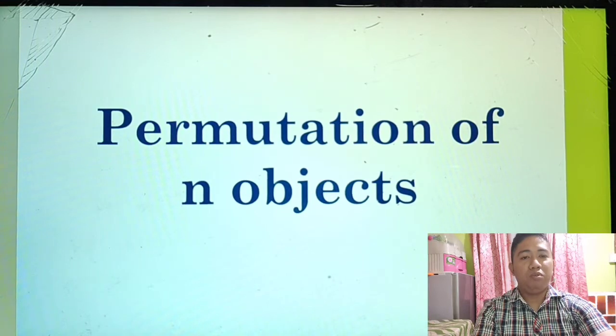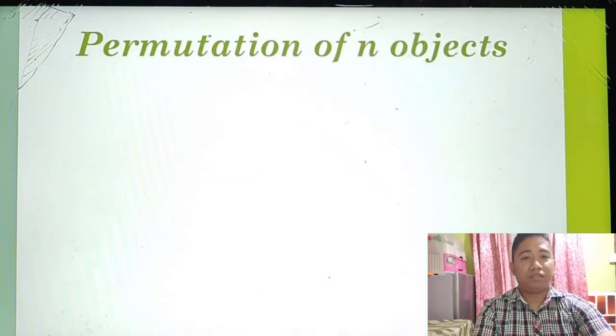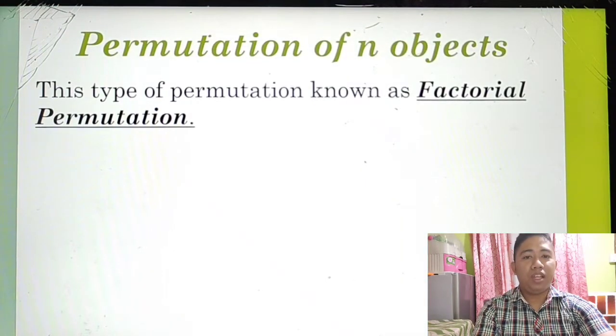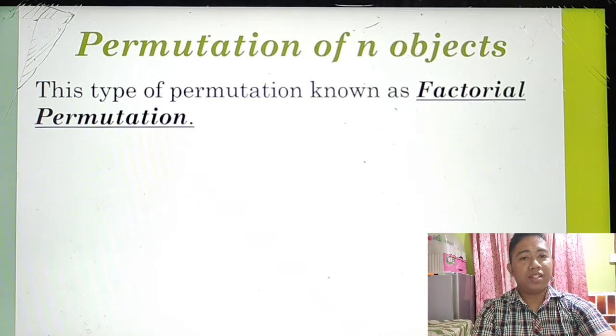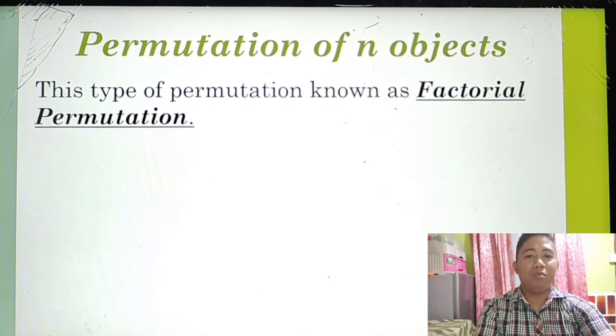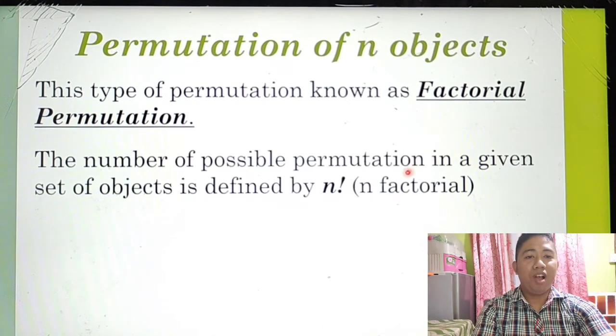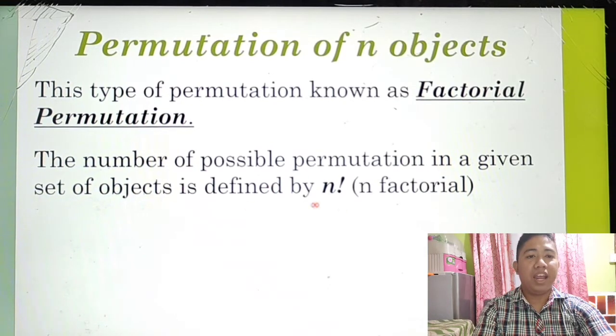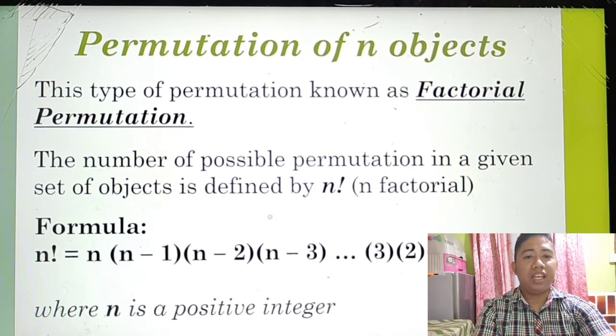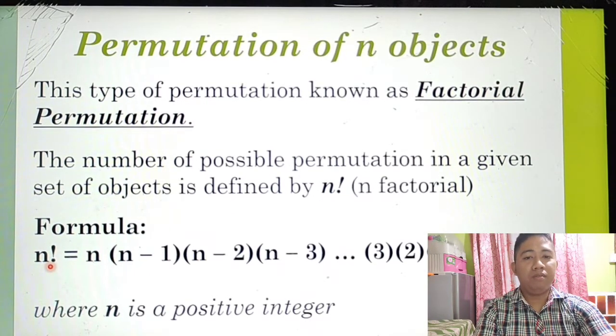Today we'll discuss the permutation of n objects. This type of permutation is known as the factorial permutation, and in this process you determine the number of possible ways using the factorial notation. The number of possible permutations of a given set of objects is defined by n factorial, and here is the formula.